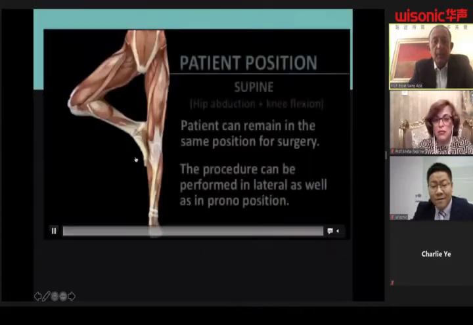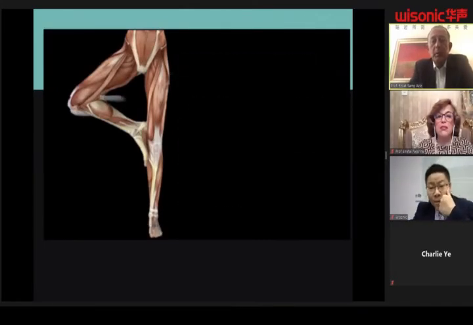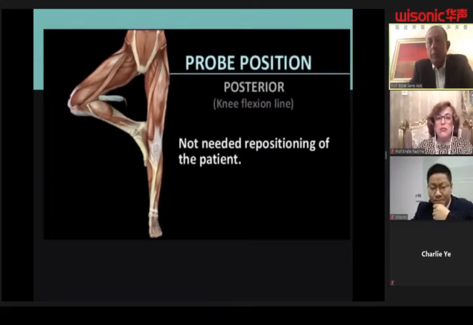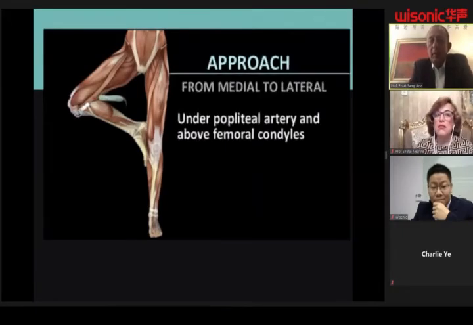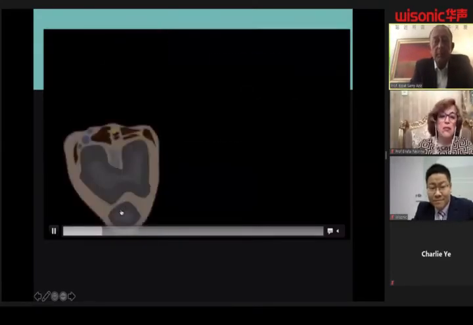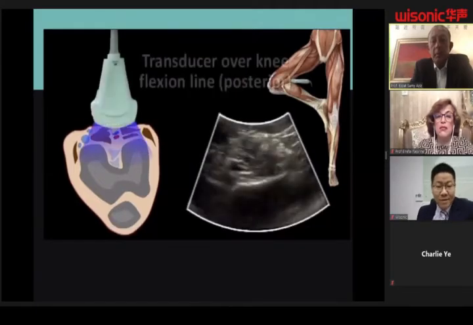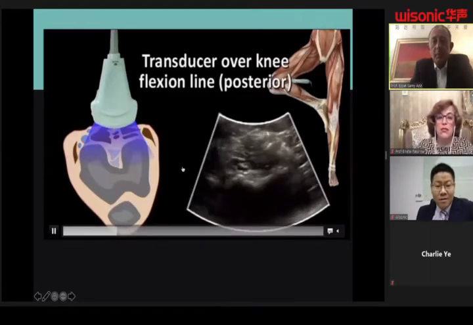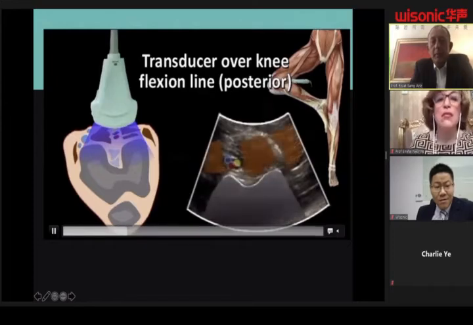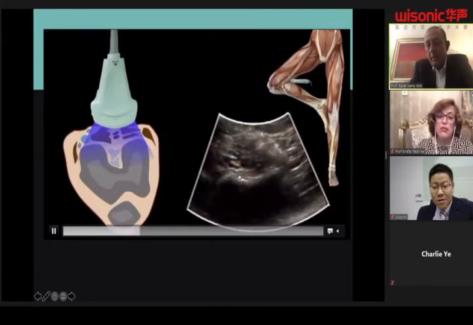So this is the needle. For the IPACK block now, the patient will be supine, so you don't need to reposition the patient. And usually when we do the IPACK block, we give it from the medial to the lateral part of the knee. And you inject 20 mils of ropivacaine. So the transducer is over the knee, and you inject the local anesthetic. This is the femoral condyle, and you inject the local anesthetic in this part.